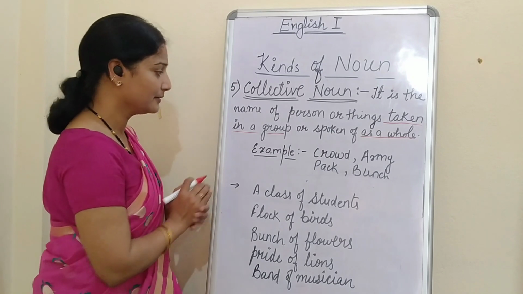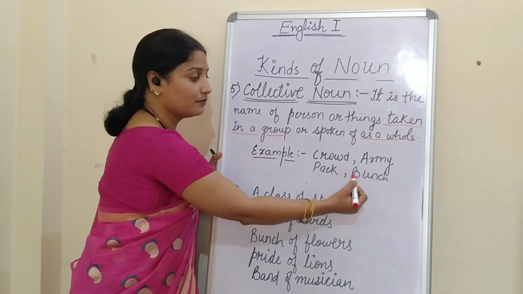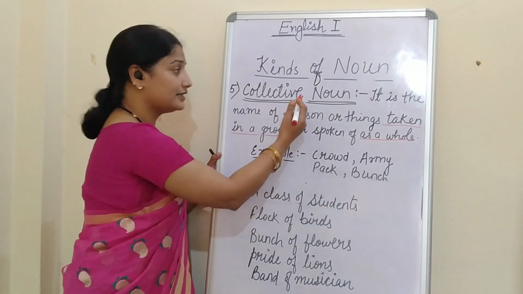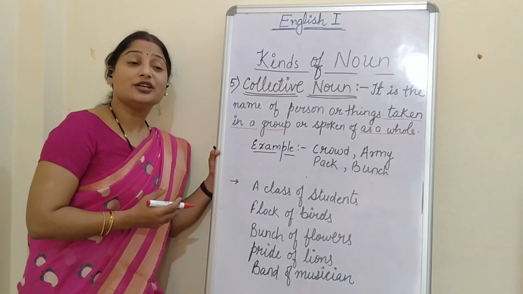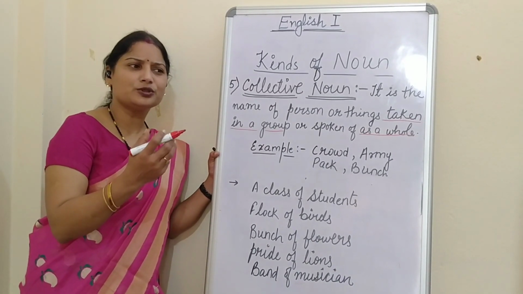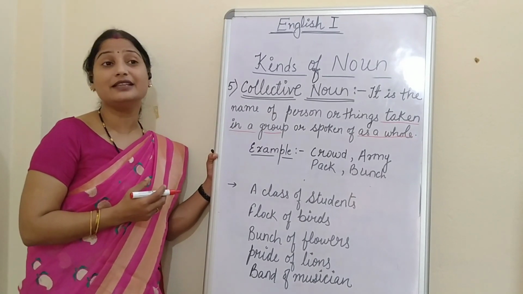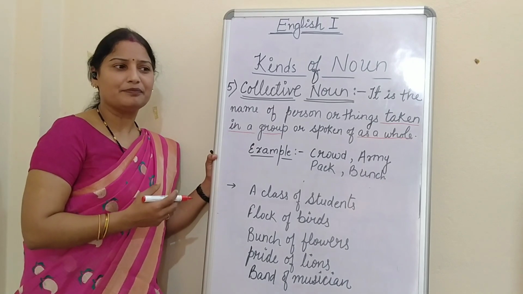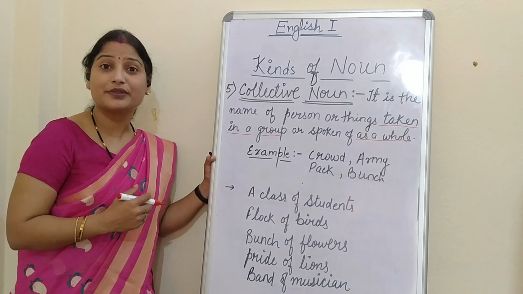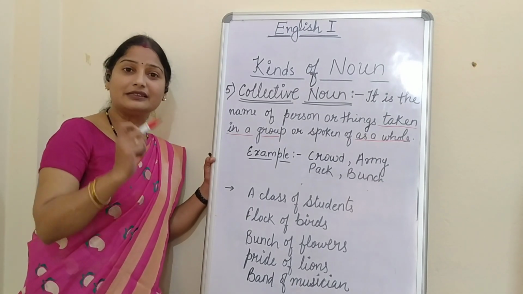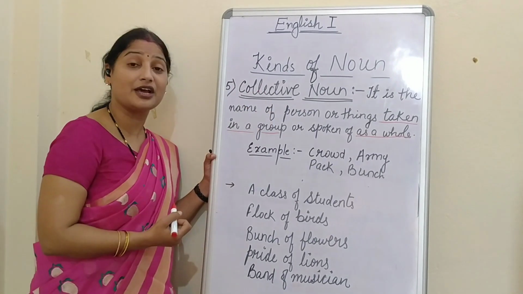See some examples. Crowd, army, pack, bunch. These are examples of collective nouns. Now suppose during the lockdown, within 2-3 days, if you saw the television and news, then you must have seen that many people came out from their houses and gathered on the road. Now what is that gathering? That was a crowd. So this crowd is a collective noun.